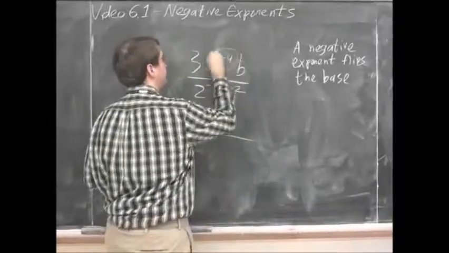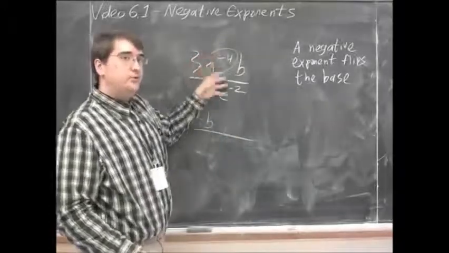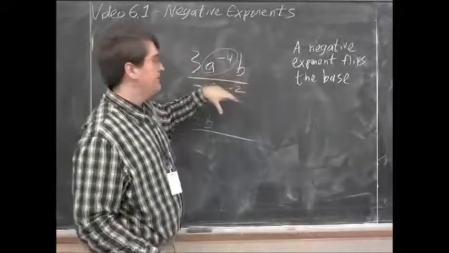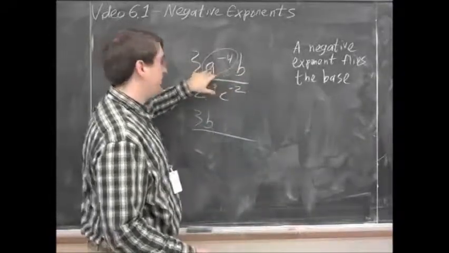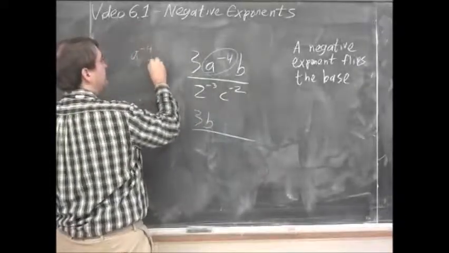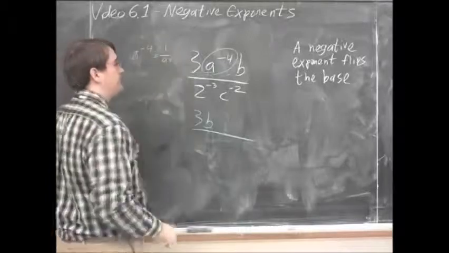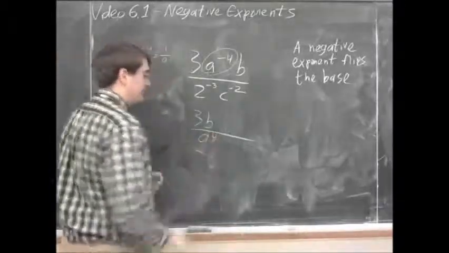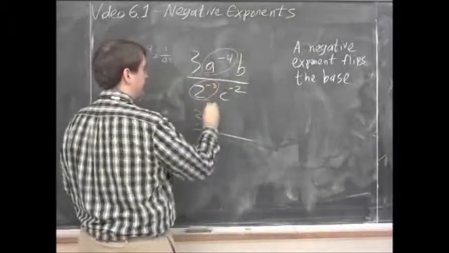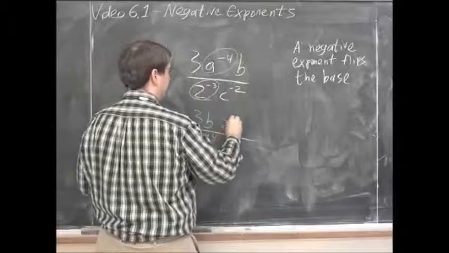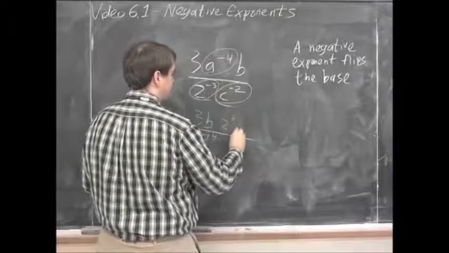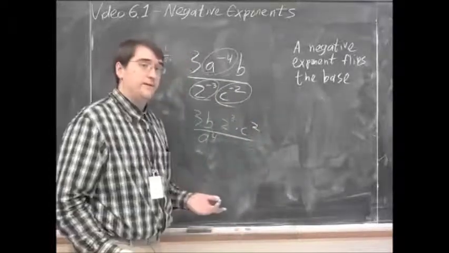A to the negative 4. That would turn into 1 over a to the positive 4. But since this is already a fraction, it's easier to just put the a in the denominator. Since that's, after all, what would be happening if we had a to the negative 4. That's 1 over a to the positive 4. So we'll just put a to the positive 4 there on the bottom. This 2 to the negative 3 here becomes 2 to the positive 3 on the top. And this c to the negative 2 turns into c to the positive 2, again, on the top.